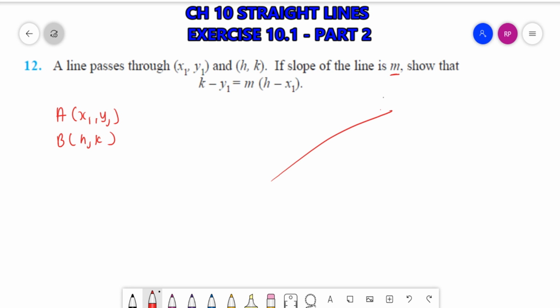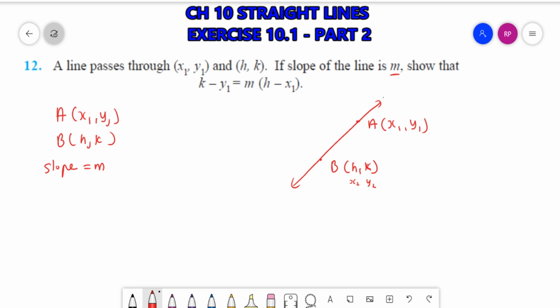If I draw any line, let this point be A, that is (x1, y1), and B, that is (h, k). Now see, the slope is given as m. Slope is equal to m. What is the formula for slope? y2 minus y1 upon x2 minus x1. In this case, I can take this as x2 and y2.